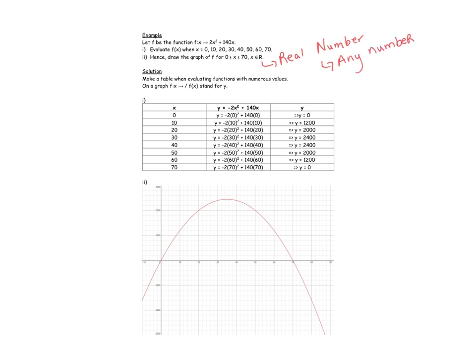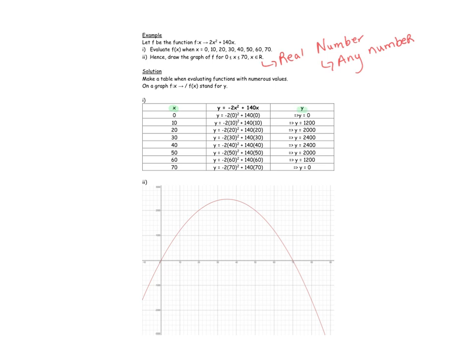So the solution then is included here. It says make a table when evaluating functions with numerous values, and we're going to be doing that every time we draw a quadratic function. We make a small table to make our lives much easier so we can get the points that we need to plot. Underneath that it says on a graph f: x goes towards, or f of x, both stand for y. So that's really important. So we have on the left hand side our x, and on the right hand side we have our y, so we're able to form our points after that.